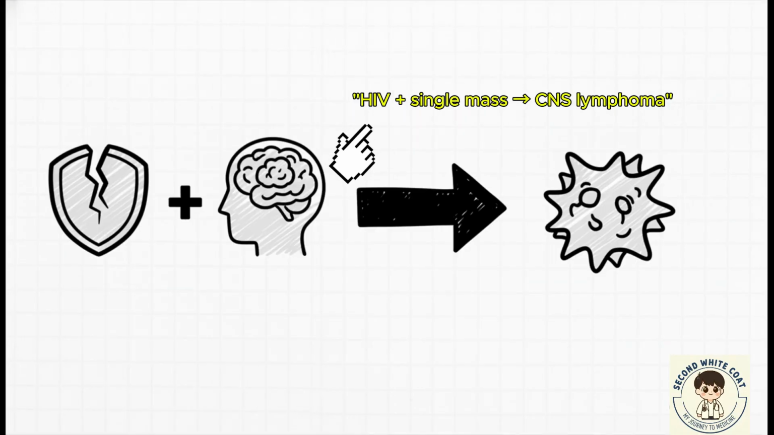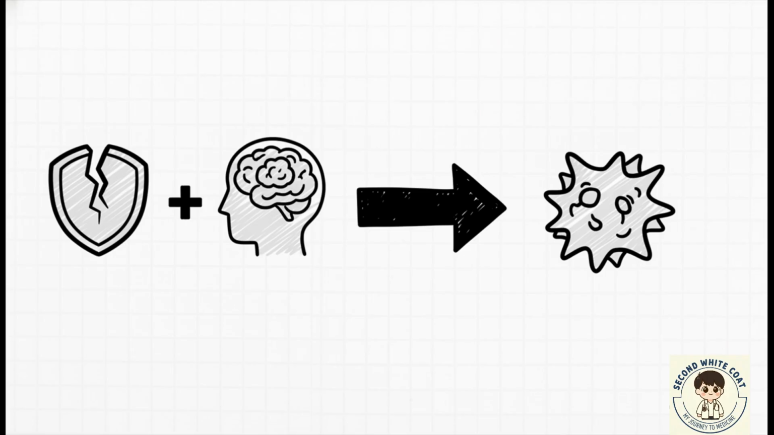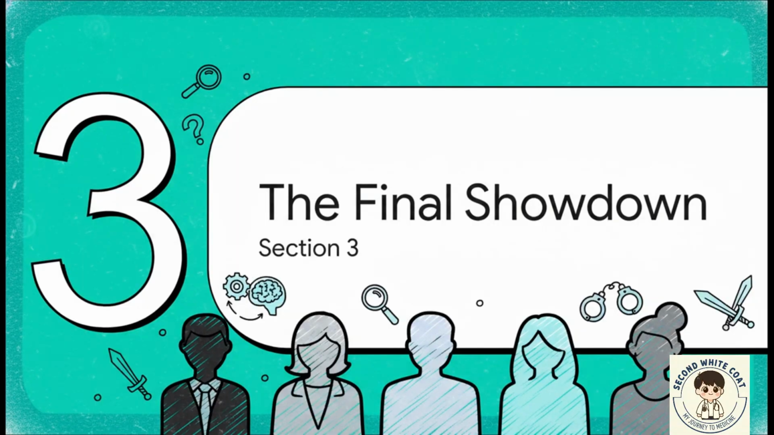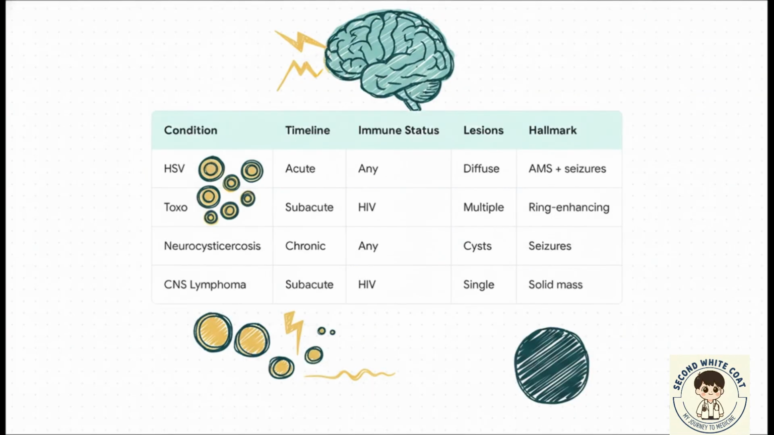And that gives us our last really powerful trigger thought. If your patient has HIV and a single brain mass, your leading diagnosis has got to be CNS lymphoma. All right, we've met all 4 of our suspects. Now it's time to put them all side by side for a final showdown. This is going to lock the knowledge in place for good. Look at this, it puts it all together so nicely.